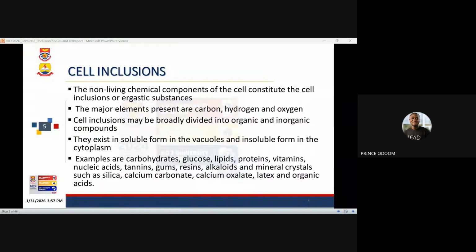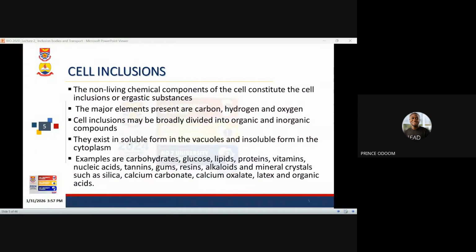So they exist in the soluble form in vacuoles and insoluble form in the cytoplasm. When you see these cell inclusions present in the vacuole, they are soluble, because in the vacuole we have something we call the sap, which contains soluble substances and water. Then in the cytoplasm, they are insoluble. So you see them both in the vacuole and the cytoplasm.